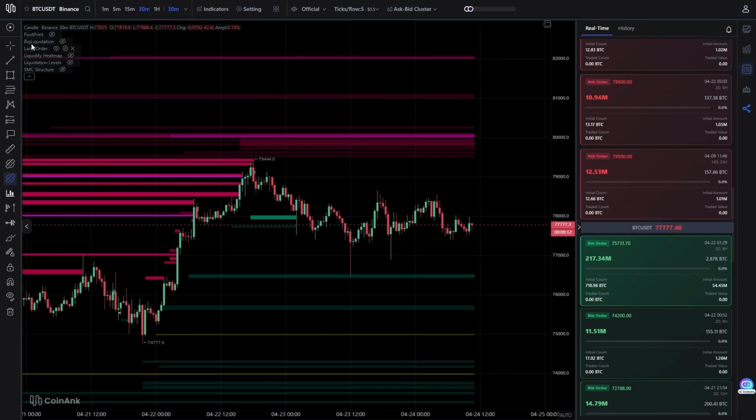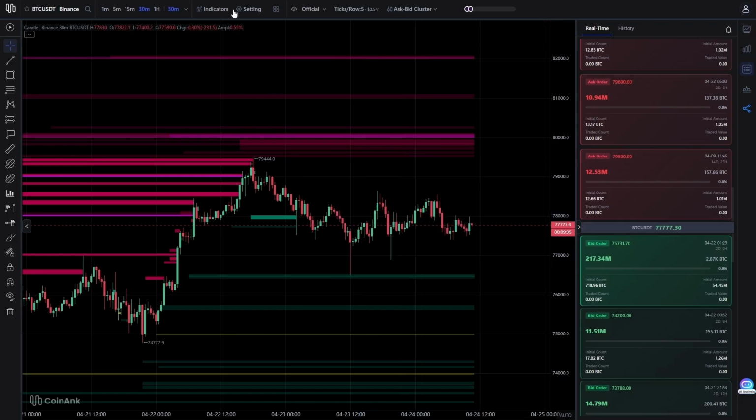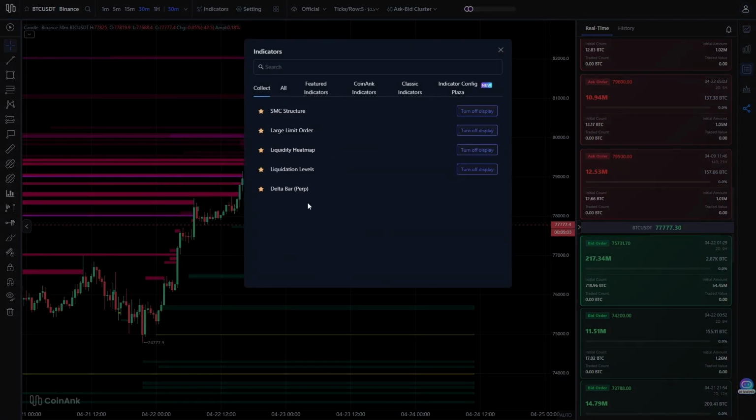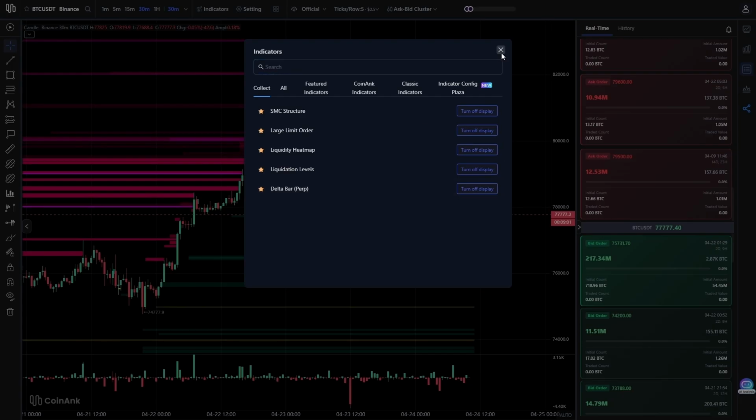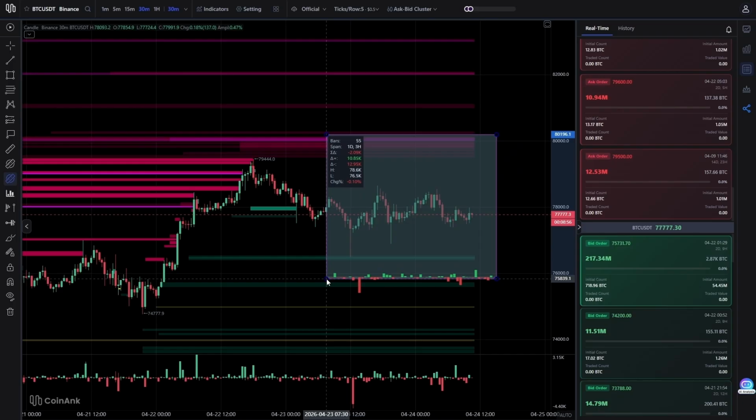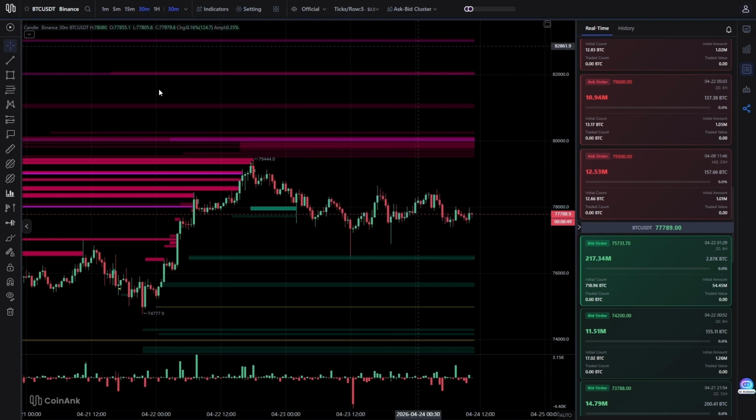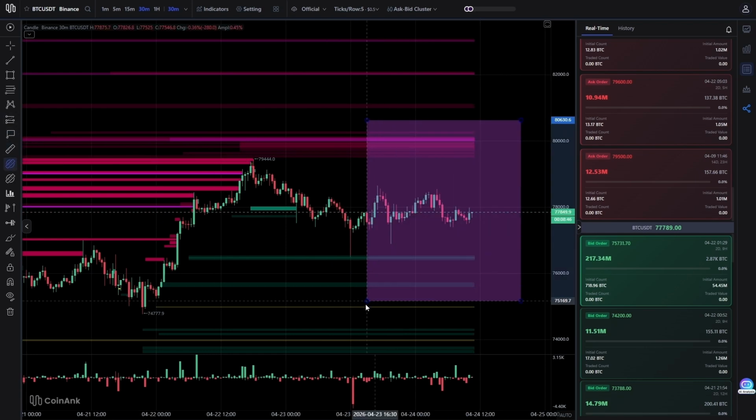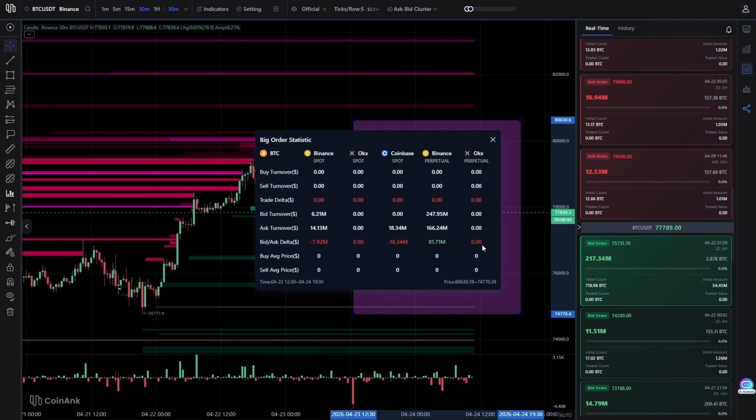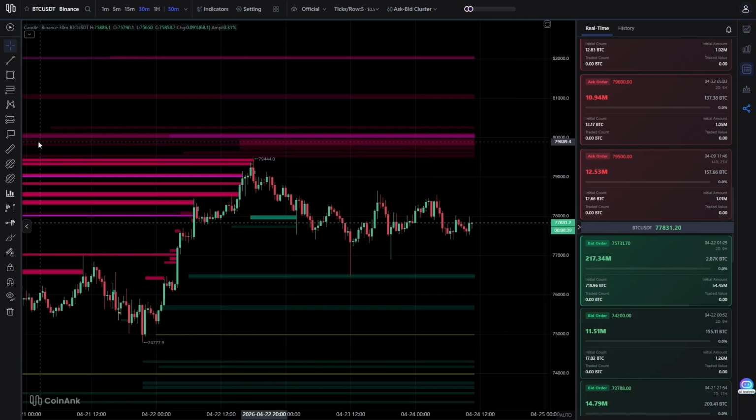For this I actually need to activate my delta bars. Let's see where they are. I should have them in my favorites, so let's add them. So the delta bars, now I can just try out my delta bars in this box as well. But nevertheless, I mainly use the large limit order one and just look at my deltas here. Nevertheless, you can now also work with these delta bars.